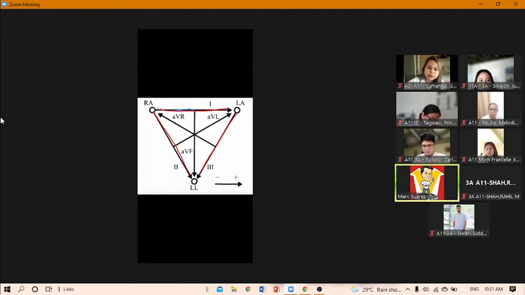If you try to see the bipolar limb leads, each of them has a corresponding arrow or arrowhead, right? The arrowhead of lead 1 is this one. The arrowhead of lead 2 is this one. The arrowhead of lead 3 is this one.